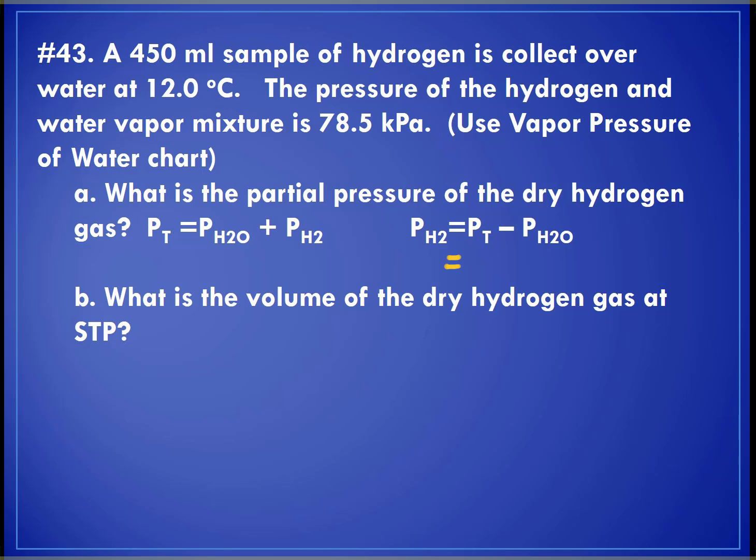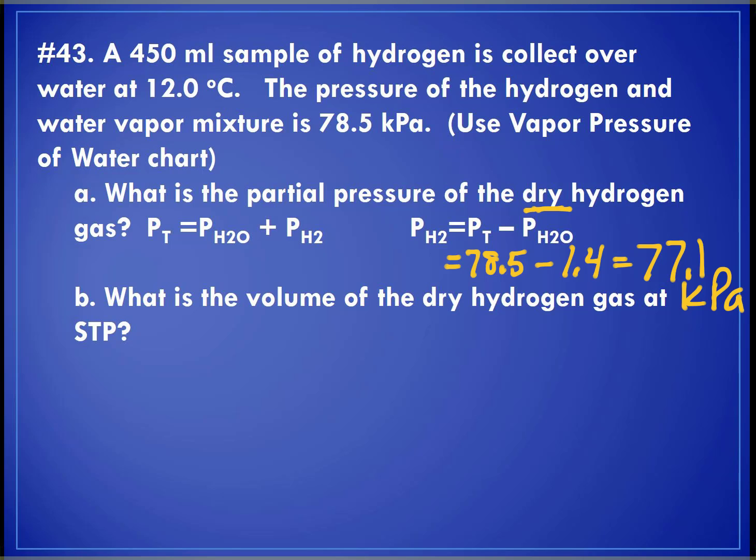So my total pressure is 78.5, and I'm going to subtract the pressure of the water. So I look it up, and it's 1.4. So when I subtract this, I get 77.1 kilopascals. So that's the pressure of my dry gas. So that's another little clue that you've got to get rid of the water so it can be dry.